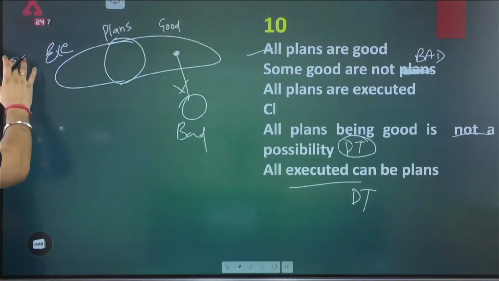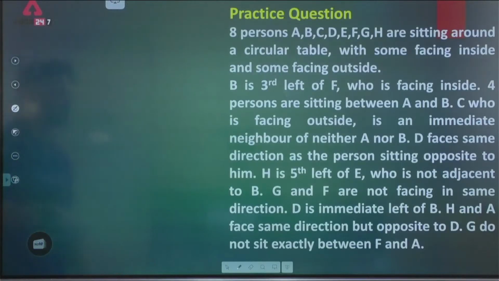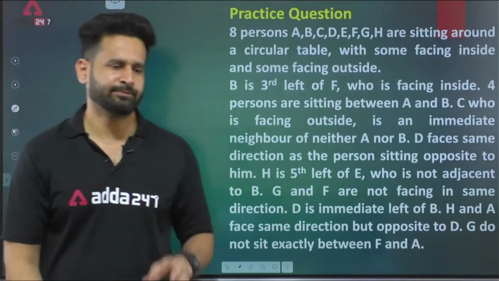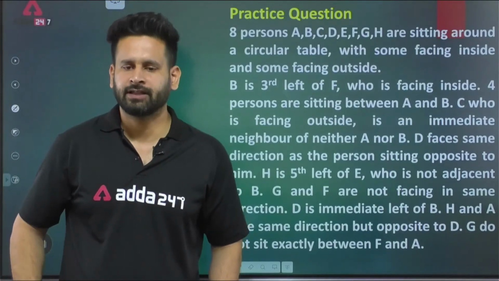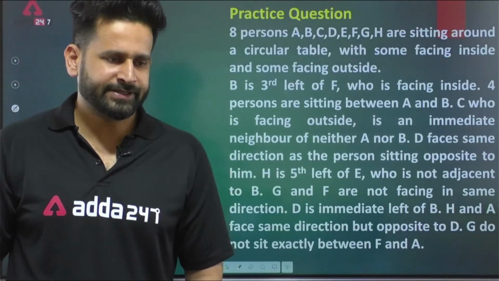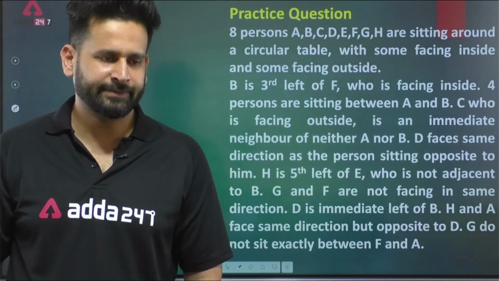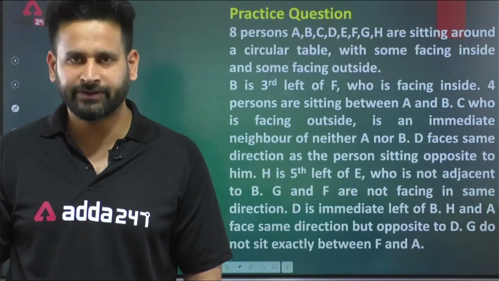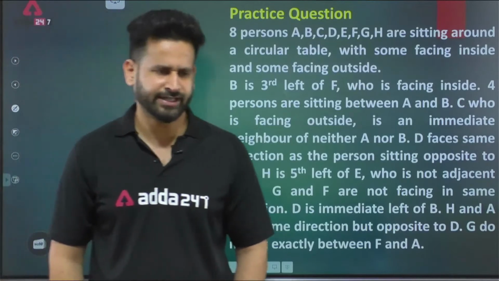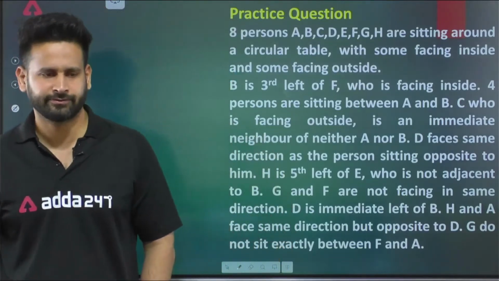Keeping that in mind, this is one good level question in front of you, and equally important for all the exams of regulatory bodies. So there are total 8 persons sitting around a circular table. Some are facing inside, some are facing outside, bidirectional. And how many inside, how many outside, it's not given. That we need to find out with the solution.